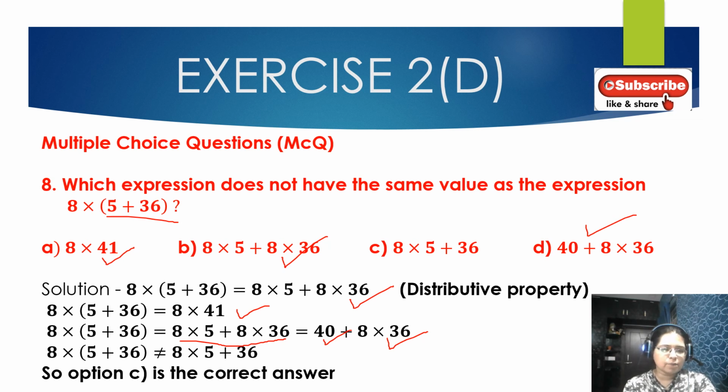Now 8 multiplied by (5 plus 36) is equal to 8 multiplied by 5 plus 8 multiplied by 36, not only 36. So option C does not have the same value as 8 multiplied by (5 plus 36). So option C is the correct answer. Option C does not have the same value as the expression 8 multiplied by (5 plus 36), where 5 plus 36 is inside the bracket. So option C is the correct answer.